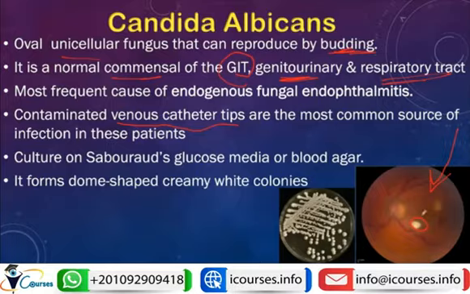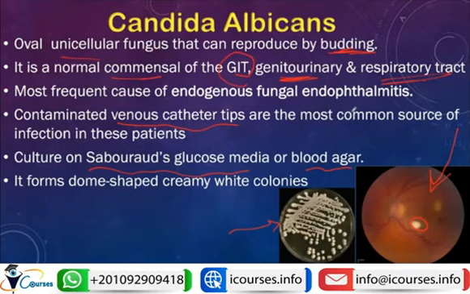In order to identify this fungus, we need to take a vitreous biopsy and culture it on Sabouraud glucose medium or blood agar. They show characteristic dome-shaped creamy white colonies, as you can see here. So this is Candida albicans, and this is the first form of the yeast fungus.